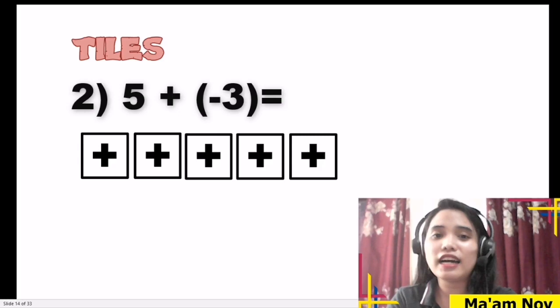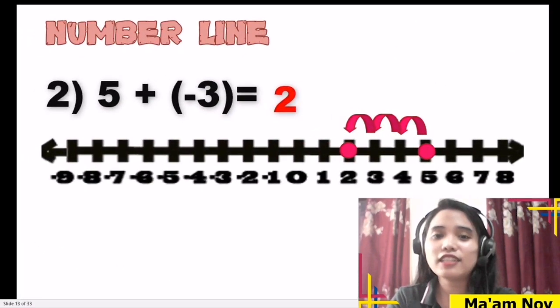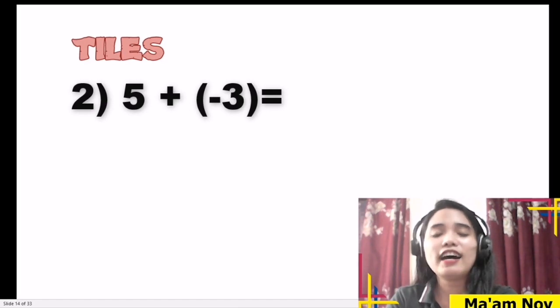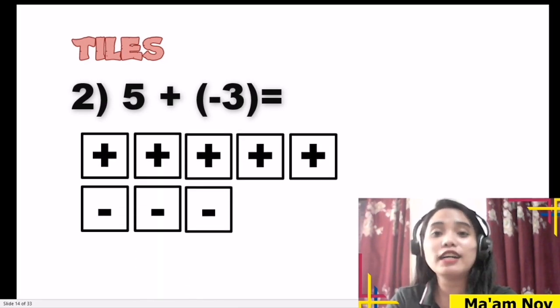The same kanina sa number line. Ang sagot is positive 2 pa rin. So, kahit anong method ang gagamitin mo, the same lang ang sagot.